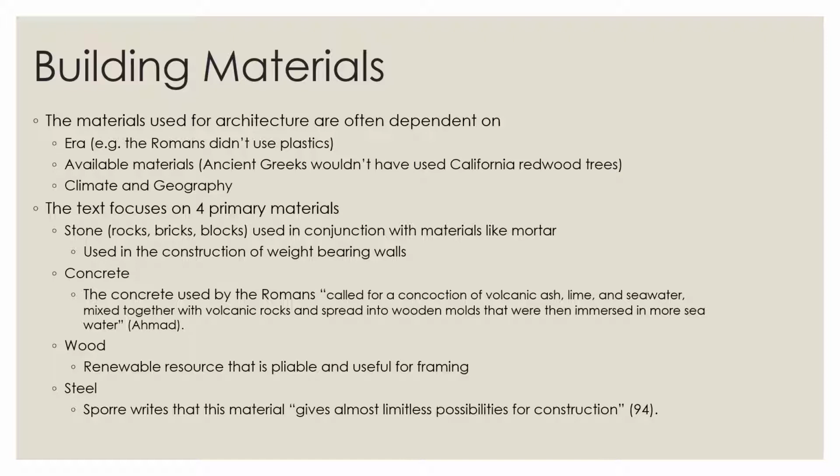Stone, like rocks, bricks, and cut blocks, used in conjunction with materials like mortar. These are used in the construction of weight-bearing walls. Concrete. The concrete used by the Romans called for a concoction of volcanic ash, lime, and seawater, mixed together with volcanic rocks and spread into wooden molds that were then immersed in more seawater. It was actually more sturdy and longer lasting than concrete we use today.